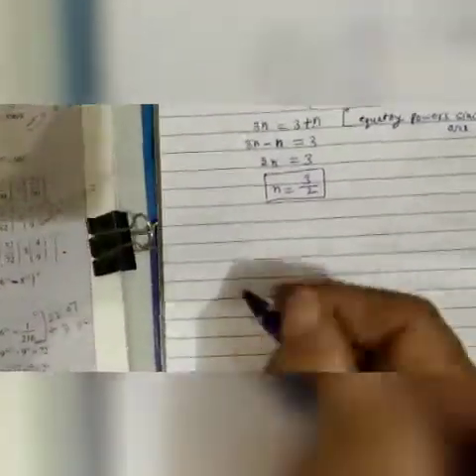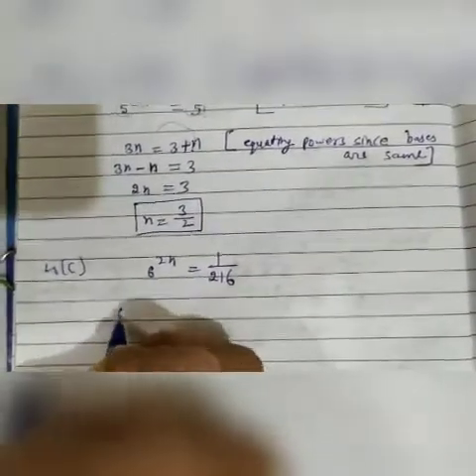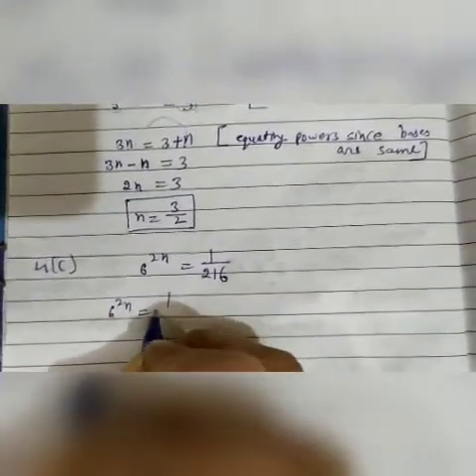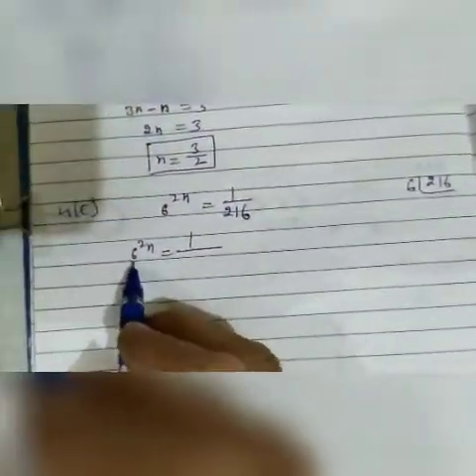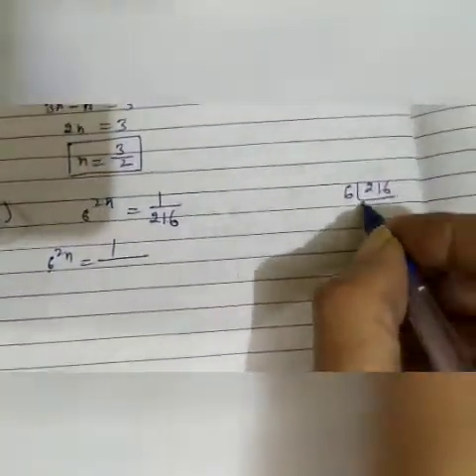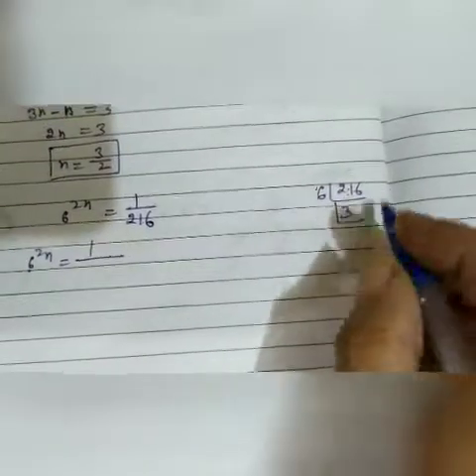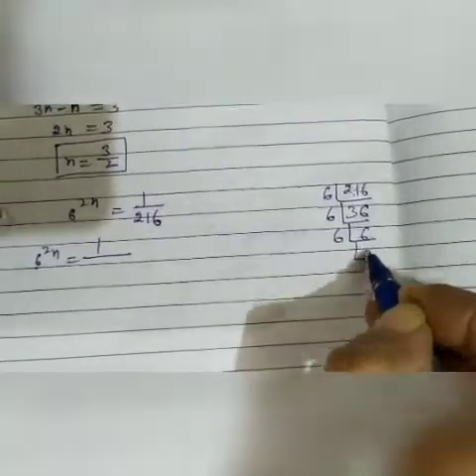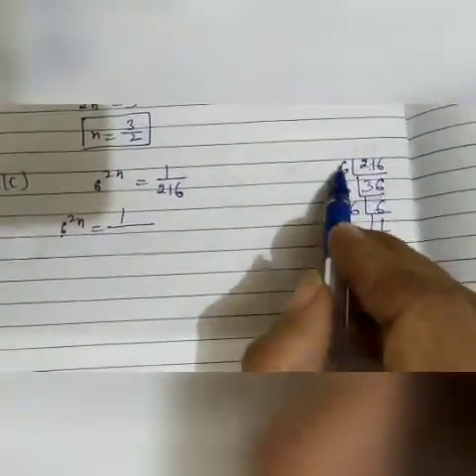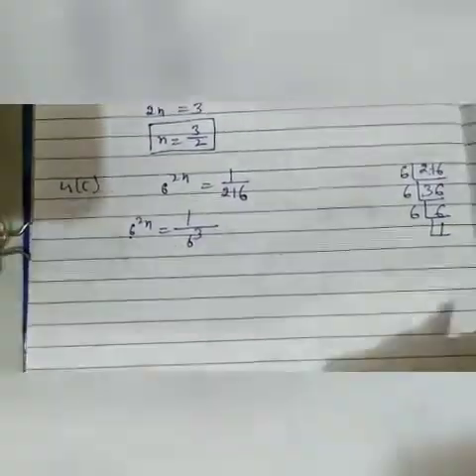Now come to the C part. Its C part is 6 power 2n, see here, is equal 1 upon 216. So it will be written as 6 power 2n is equal 1 upon, we will do factors of this 216 by 6 because this side base is 6. So we will start by 6. 6 3s are 18, 3 remainder, 6 6s are 36. Then again by 6, 6 6s are 36, then 6 1s are 6. So 216 can be written as 6 power 3 like this.